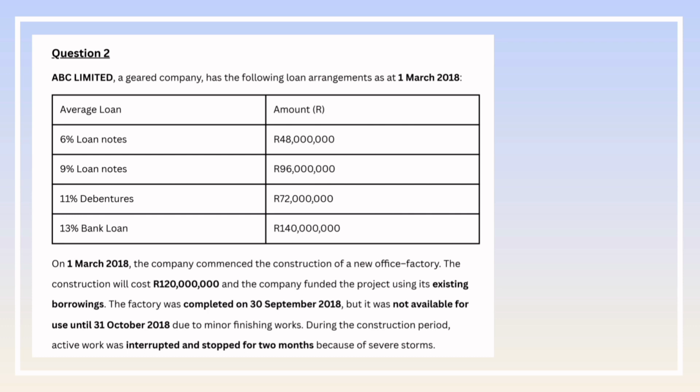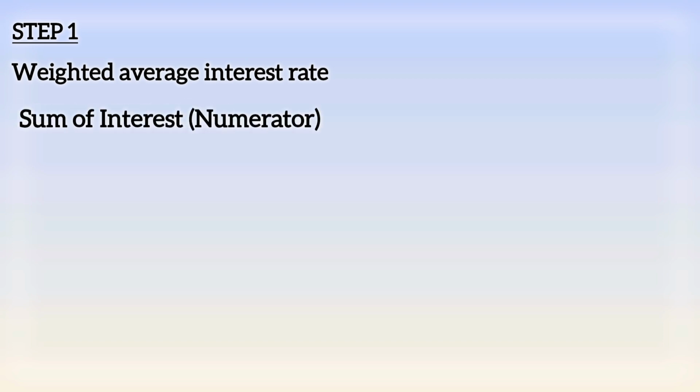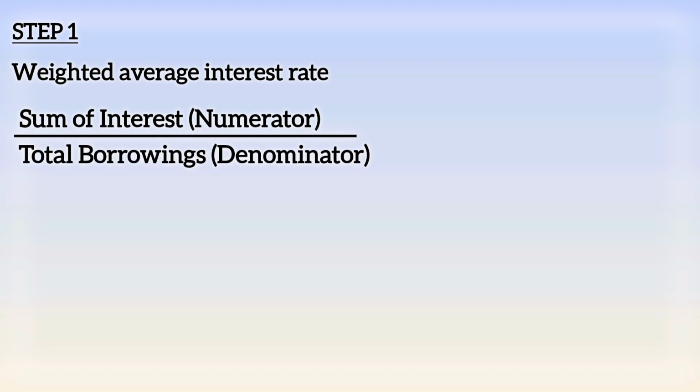On 1 March 2018, they start a 120 million office factory project. The project finishes on 30 September, but it only became usable on 31st October. Construction was suspended for 2 months due to severe storms. So the first thing you do here, find the weighted average interest rate. What you do is multiply each loan by its interest rate, add them up together, and divide by the total borrowings. Let's do the math.